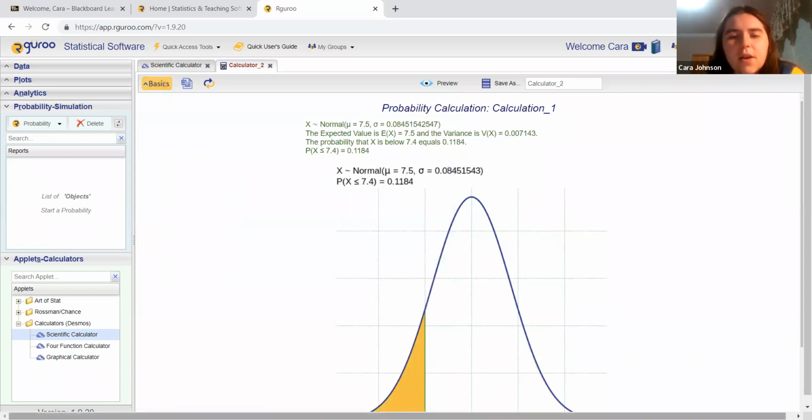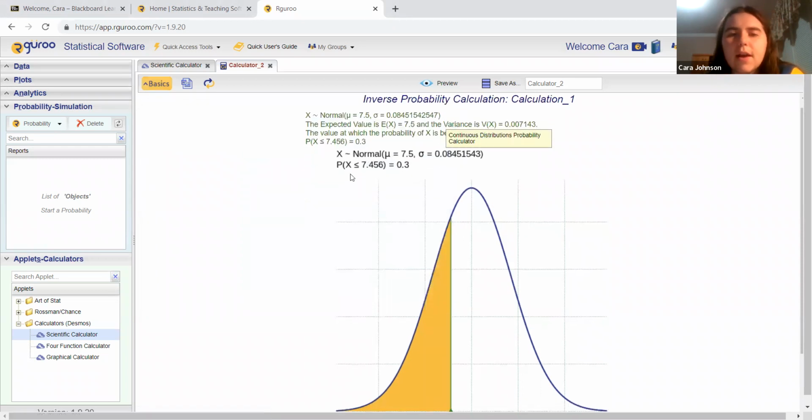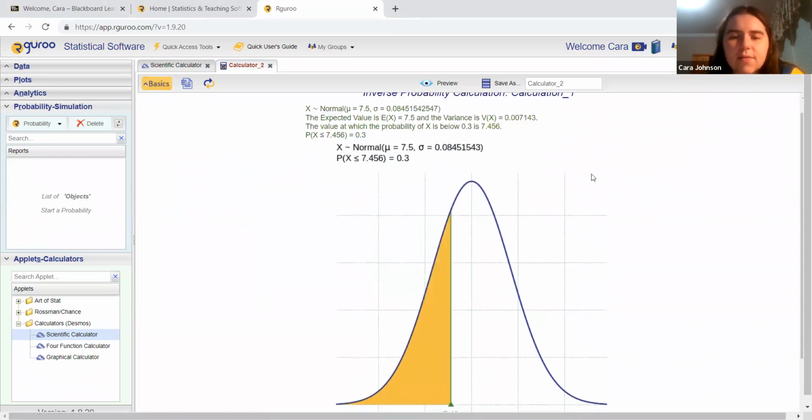And then the last one, I'm asked for the highest sample mean weight in the bottom 30%. Once again, I'm looking for a data value here, so let me switch again. Bottom 30% is going to be a lower tail of 0.3. Hit the eyeball, and I get 7.456.